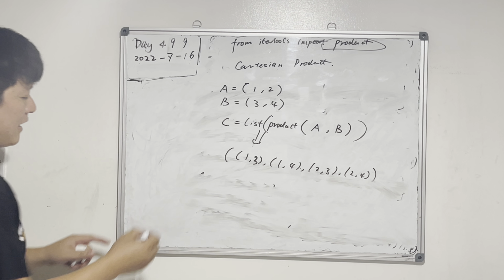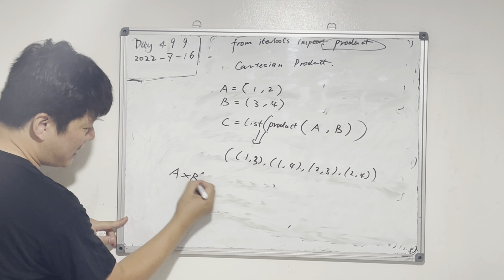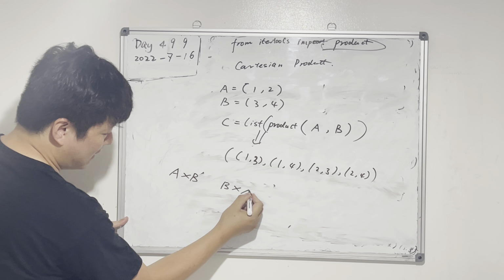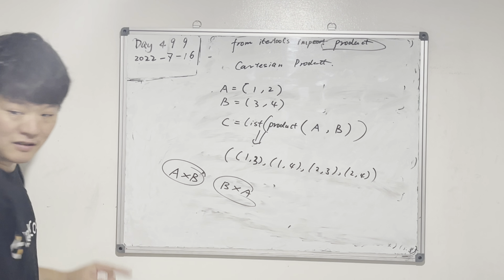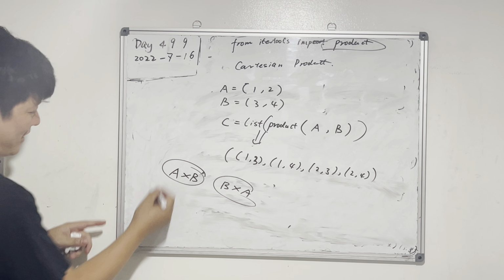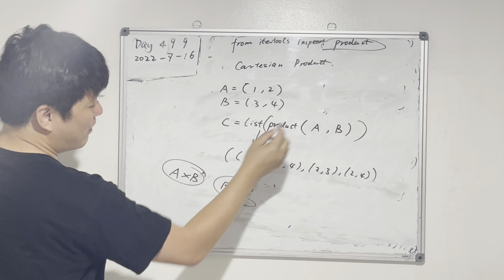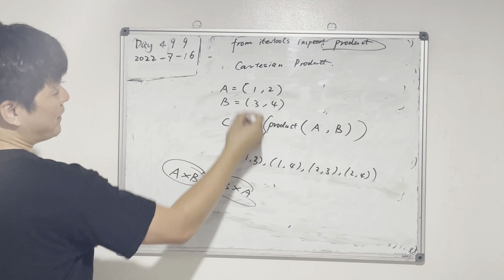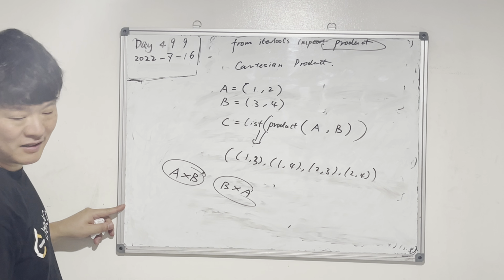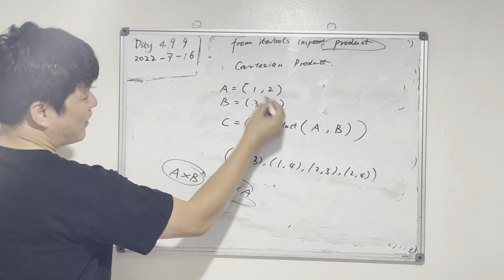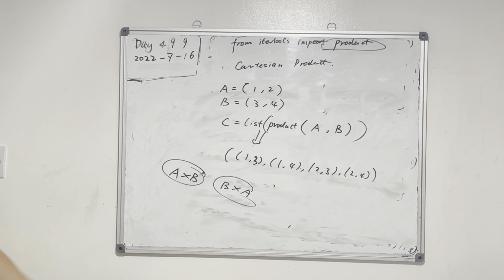Okay, so A Cartesian product B, is it equal to B Cartesian product A? Come on, that's one question. No, right? It's definitely not. Look, because A times B is 1, 3, 1, 4, 2, 3, 2, 4. And how about B Cartesian product A? 3, 1, 3, 2, 4, 1, 4, 2. Definitely not. Right? Okay, that's very good.